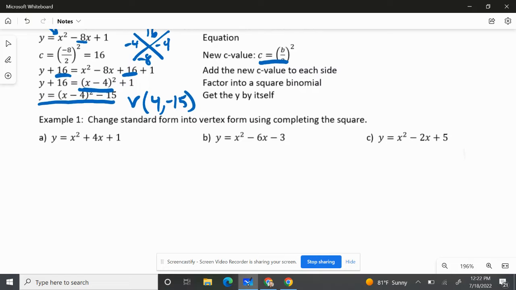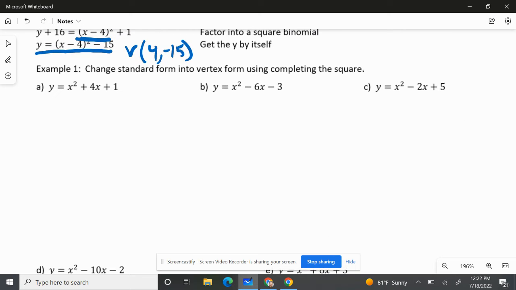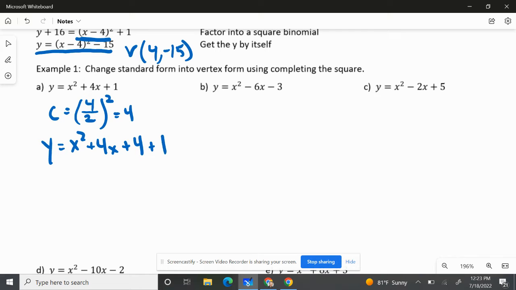So looking at example 1, first thing that we're going to do is find our new c value. So we go 4 over 2 squared. 4 divided by 2 is 2. 2 squared gives us a 4. Then we have x squared plus 4x plus 4 plus 1. But remember, whenever we add something on one side of the equation, we do the same thing on the other. The point of this is to be able to factor it.